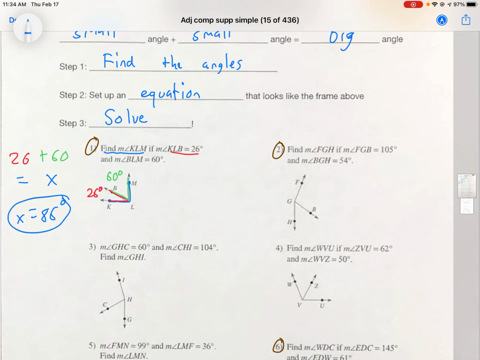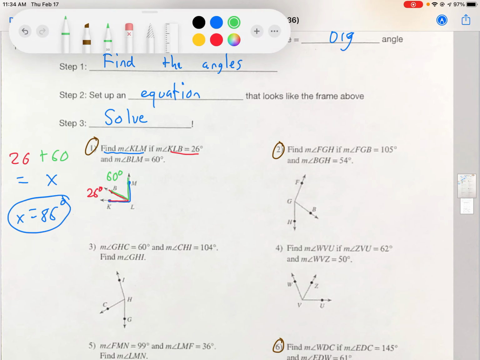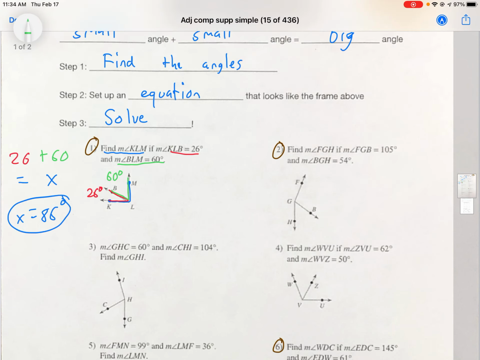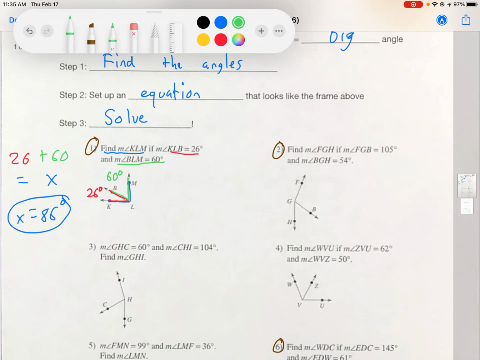So that gives me an answer of 86 degrees. And again, we just got that from taking the smaller angle, KLB, adding it to the other small angle, BLM, which I realize I forgot to underline, but I think y'all could kind of guess where I was going with that. Just adding those together because we had the two smaller angles to get a measurement of 86 degrees for the big angle. All right, so I'll go over number 2 next.